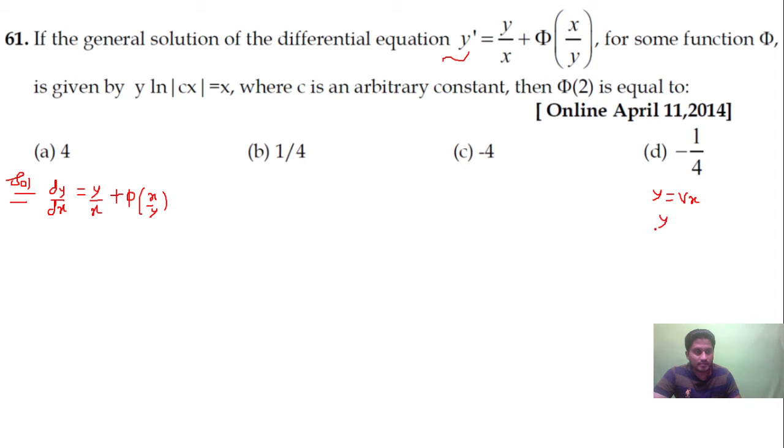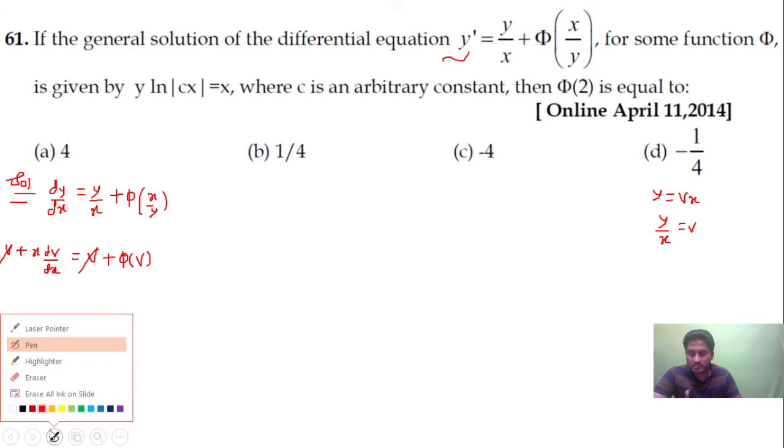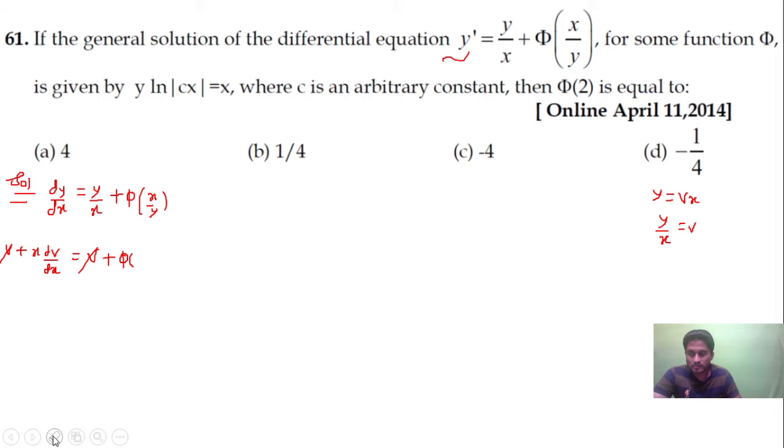From this I can write y by x is equal to v. So this becomes v plus x into dv by dx. Okay, y by x is equal to v, plus this is phi of v. Anyway, this will get cancelled. There's a y by x is equal to v, right? So this becomes 1 by v.